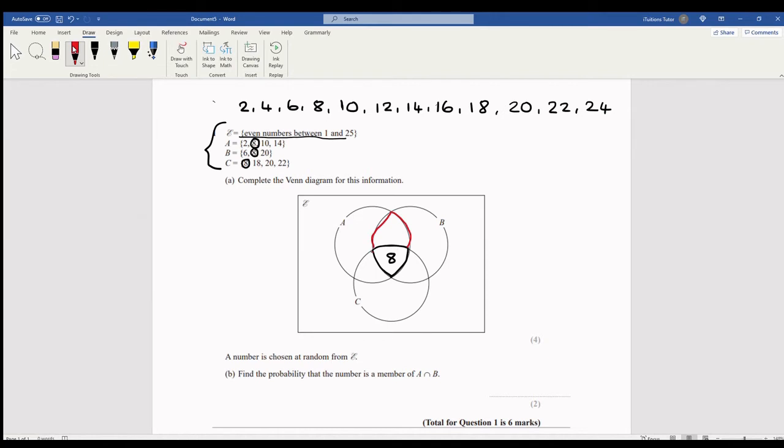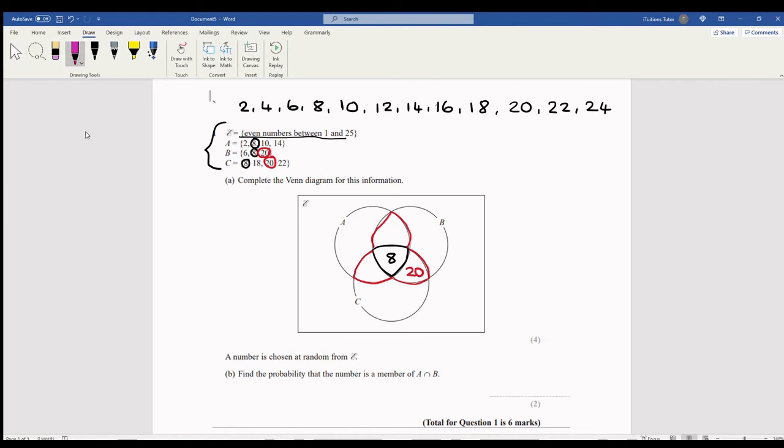Let's have a look at the intersection of A and C. And again, there's no numbers that appear only in set A and C, so this will also stay blank. Let's have a look at the intersection of B and C. We have one number that appears only in B and C, and that's number 20. This will go here.